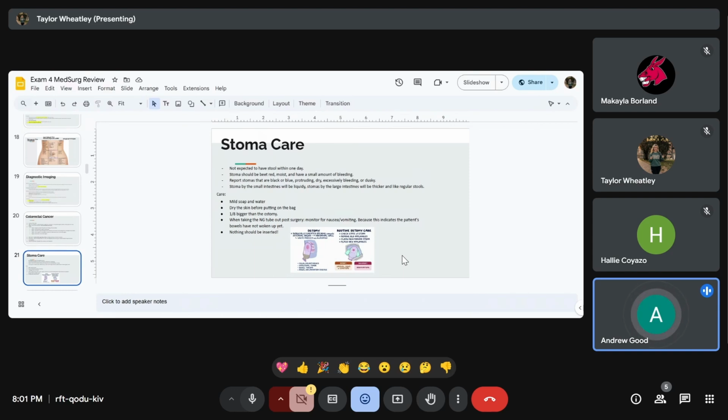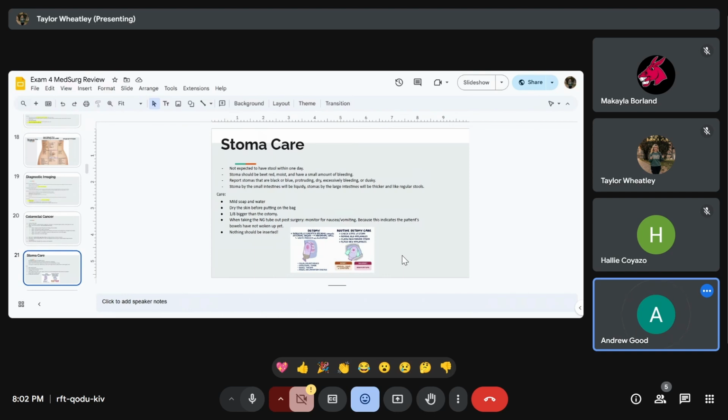Yeah, that's really it. Know those key assessments, what's normal and what's not. And then you've got your care down there, so mild soap, dry skin before putting on the bag, a 1/8 of an inch bigger than the ostomy. Learned that in tech class. Nothing should be inserted into the stoma.